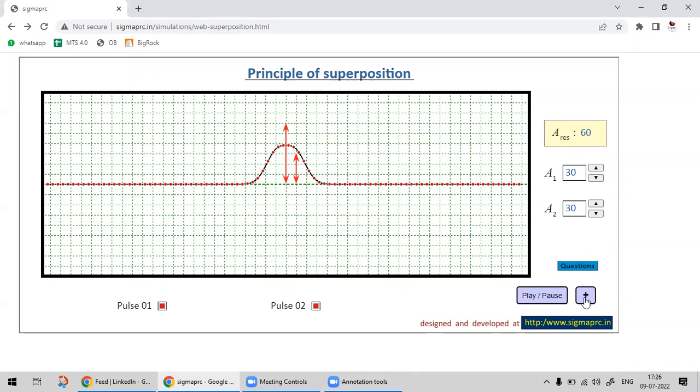And that is the very basic of principle of superposition. It means that the fundamental nature of the superposing pulses is not changed. They just continue to propagate as if nothing has happened. And that is the very essence of principle of superposition.